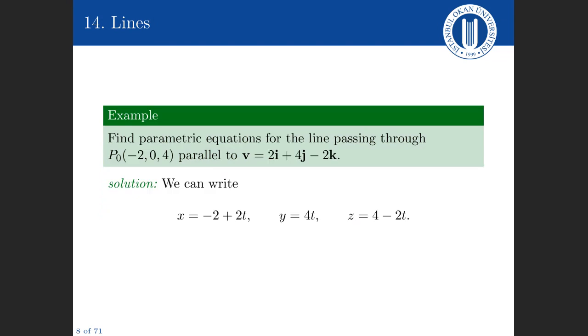Let's do an example. Let's slow down. You have a homework question similar to this example. Find parametric equations for the line passing through the point -2, 0, 4, parallel to the vector 2i plus 4j minus 2k.